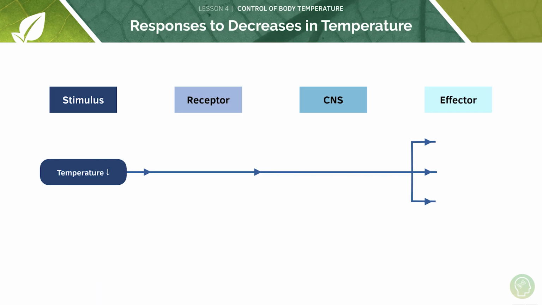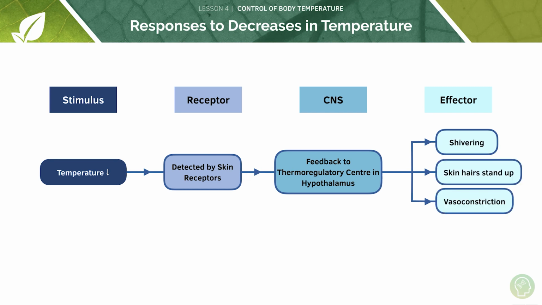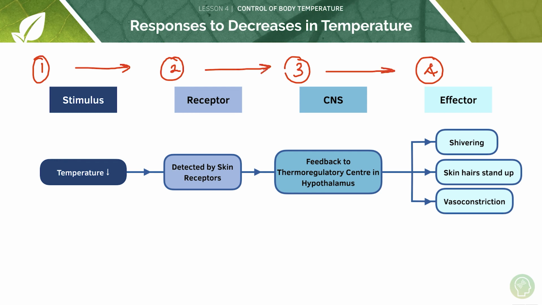Now on to our last point. So let's have a look at responses to decreases in temperature. So again, they're going to be detected by skin receptors. We're going to get feedback to the thermoregulatory centre in the hypothalamus, and then we're going to get our effector mechanisms. And just notice how we've got our stimulus to receptor, to CNS, to effector. And this is the way that the student in the previous question structured their answer. So do try and keep this structure in your answer. So this is the way it flows. So perhaps you could draw this out in your revision notes too.